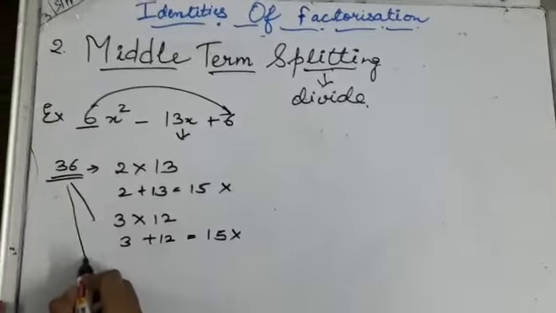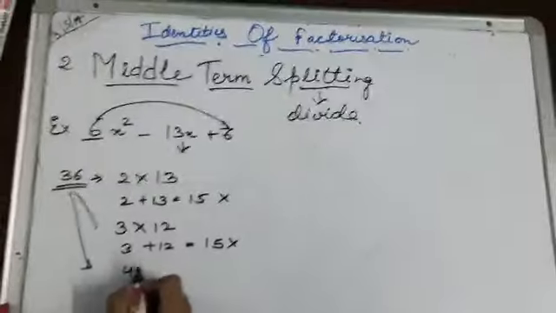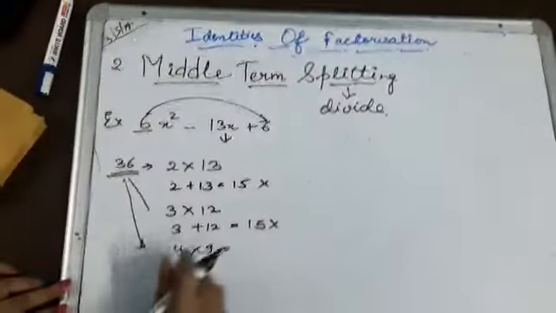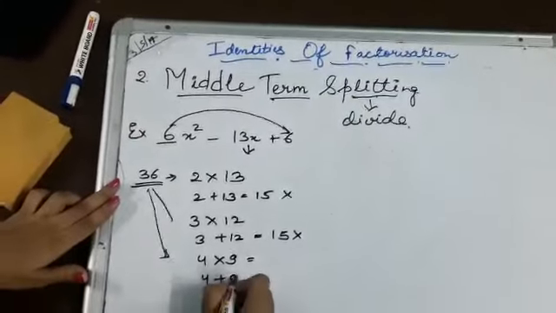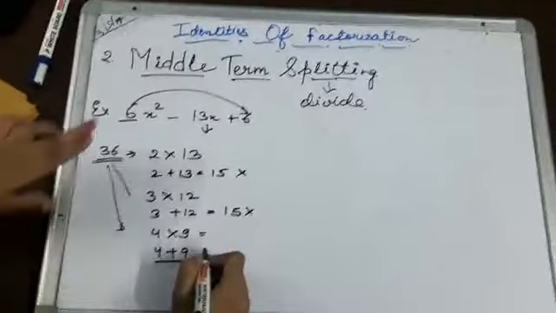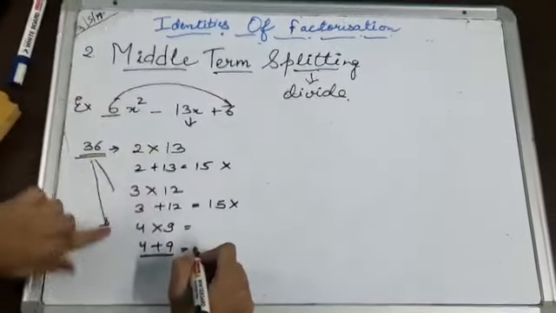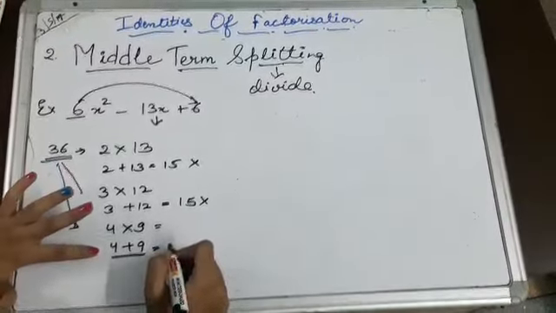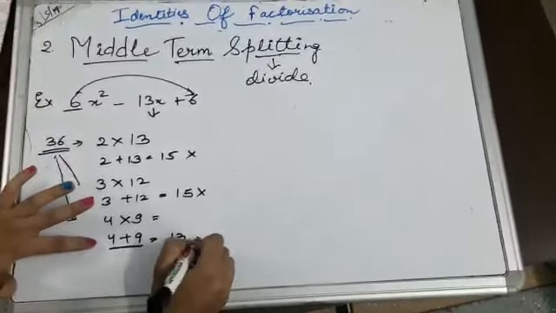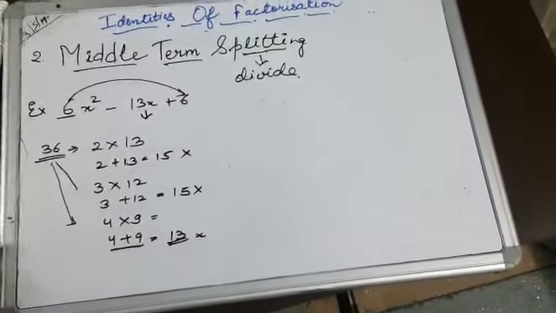So we take another one. If we multiply 4 multiplied by 9, then we get 36, and if we add 4 plus 9, then we get our number 13. So this situation is satisfied. By multiplying 4 and 9, we get 36, and by adding we get 13. So how do we write?